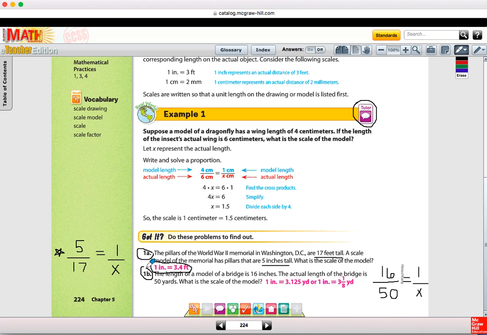For 1b, the length of a model of a bridge is 16 inches. The actual length of the bridge is 50 yards. What is the scale model? We have the scale of 16 over 50 yards actual equals 1 over x to find out what 1 inch equals. When you cross multiply and divide, you get 1 inch equals 3.125 yards, or 1 inch is 3 1/8 yards.